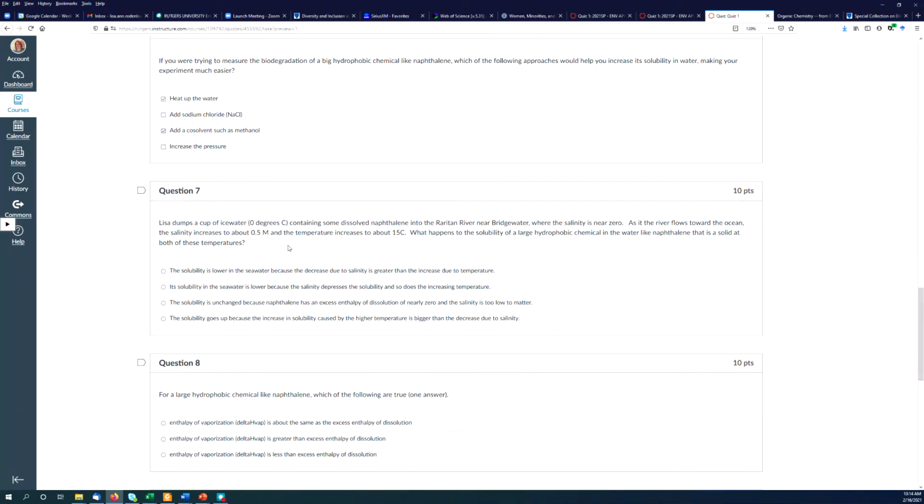Okay, this question, I like this question. This is a tricky question, but you had to think about it a little bit. If you have a chemical and you're trying to think about its solubility at 0 degrees Celsius and 0 salinity, how does that compare to its solubility at 15 degrees Celsius and 0.5 molar salinity? And we can go to the homework that we did here, homework number 3.